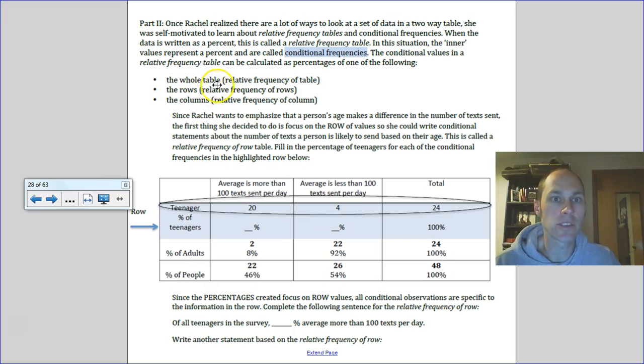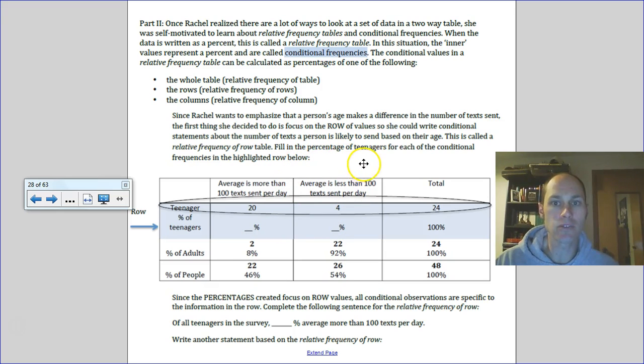So either percent of the whole table, or percent of the rows, or percent of the columns, the relative frequency of each of those. So she wants to emphasize that a person's age makes a difference. So she wants to focus on the row of values since teens and adults are listed in the rows. And then she can write conditional statements about the number of texts persons like to send based on their age. This would be the relative frequency of row table.